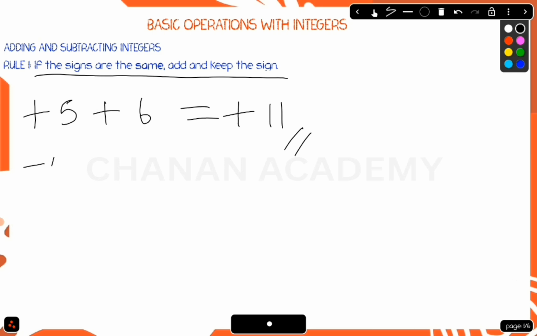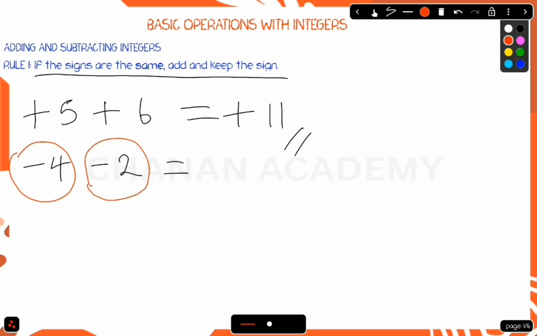Let's say we have -4 -2. What will be the answer? As we earlier said, the negative belongs to this 4 and this negative belongs to this 2. Using the rule, the sign is the same, so we keep this sign, which is negative, and then add 2 + 4, or 4 + 2, is 6. So the result is -6. I hope you understand.